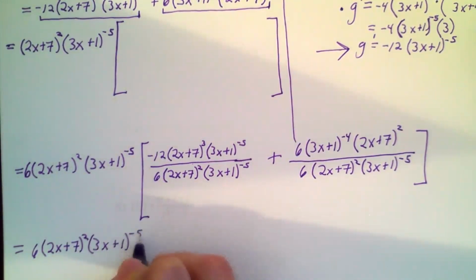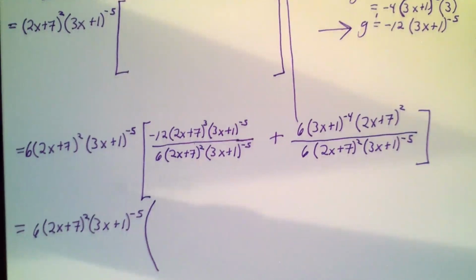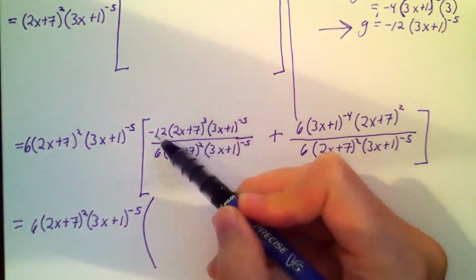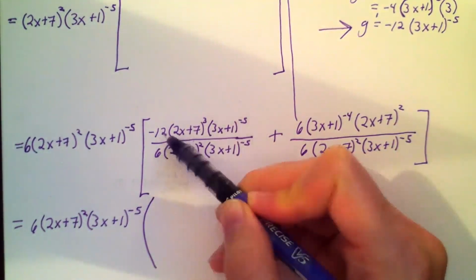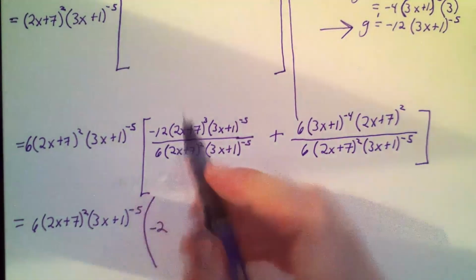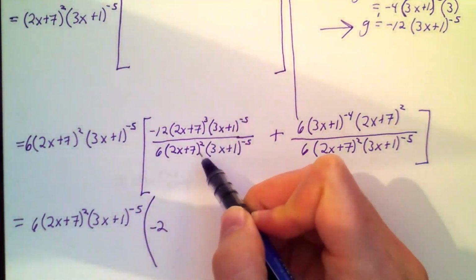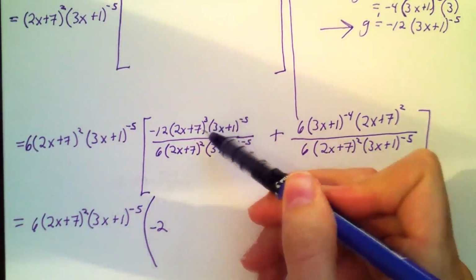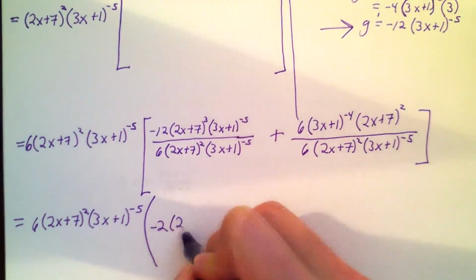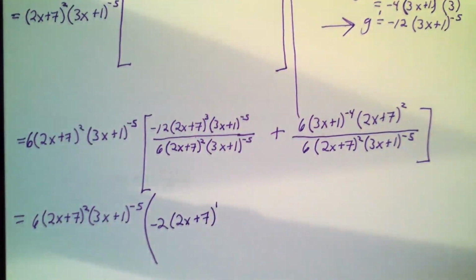Now, inside my parentheses or my big brackets here, I have some laws of exponents going on. Negative 12 divided by 6 is negative 2. I'm going to write that as negative 2. And I have 2x plus 7 cubed divided by 2x plus 7 squared. Laws of exponents say you have 2x plus 7 to the 3 minus 2 power. So that should be 2x plus 7 to the 3 minus 2, which is 1 power.